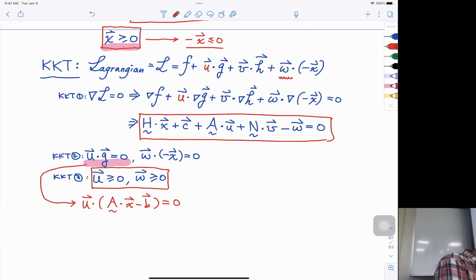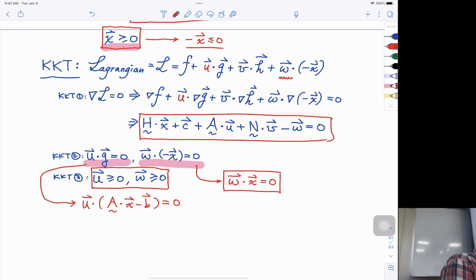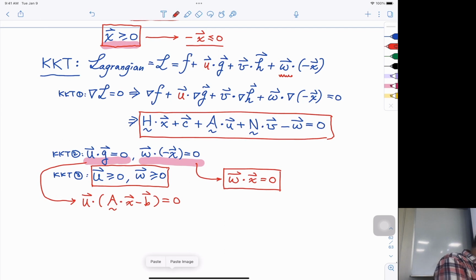And this one tells us w dot x equals 0. Okay, so this is what KKT2 tells us. And this one is useful later on. I am drawing a box. But this one is not. U dot A dot x minus u dot b is not useful.